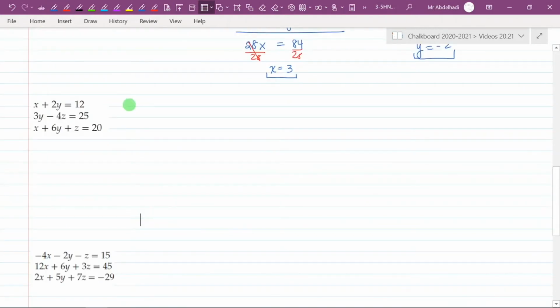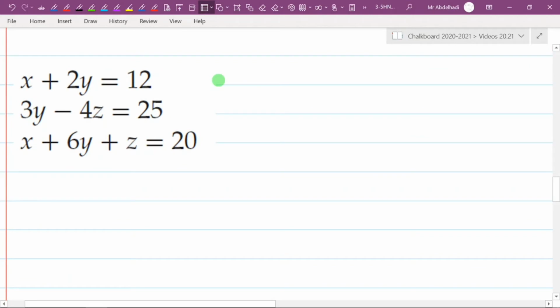So that's a solution to a 3-line system. Okay, this next example is also a 3-variable system, and you have 3 lines. But if you look at it, you notice that not every line has every variable. Like for instance, this top line only has x and y, no z. This one has no x. This one has all 3. So how do you deal with this?